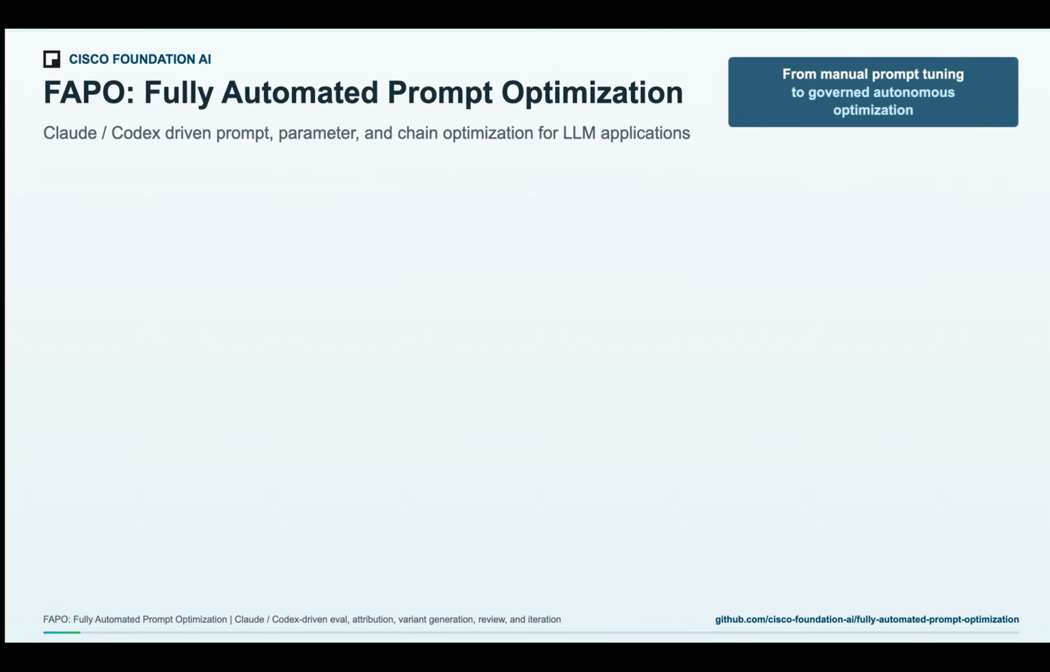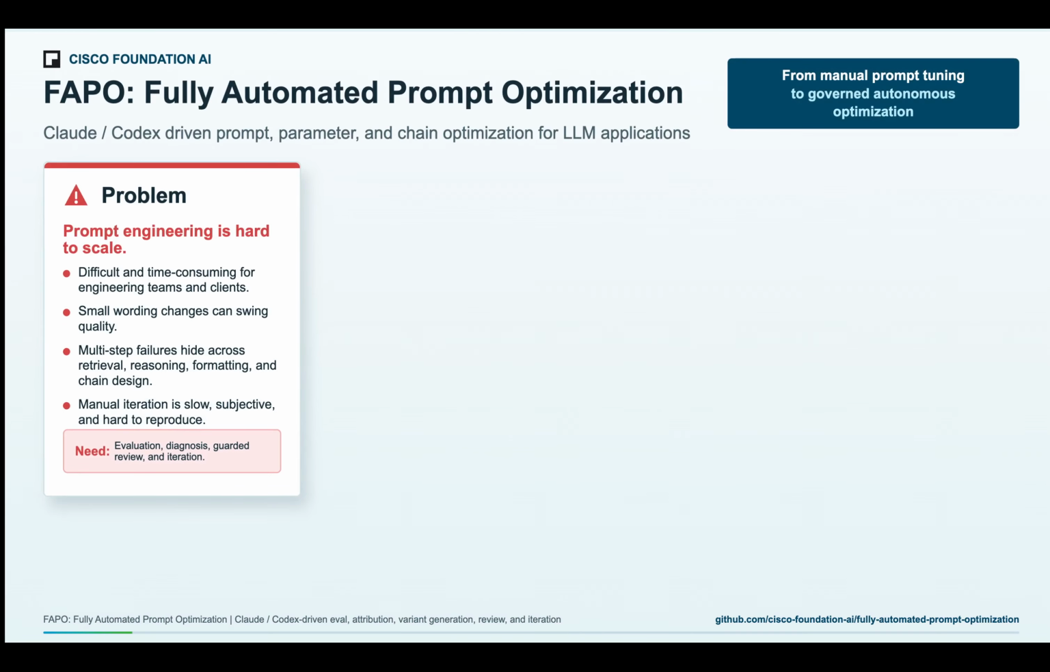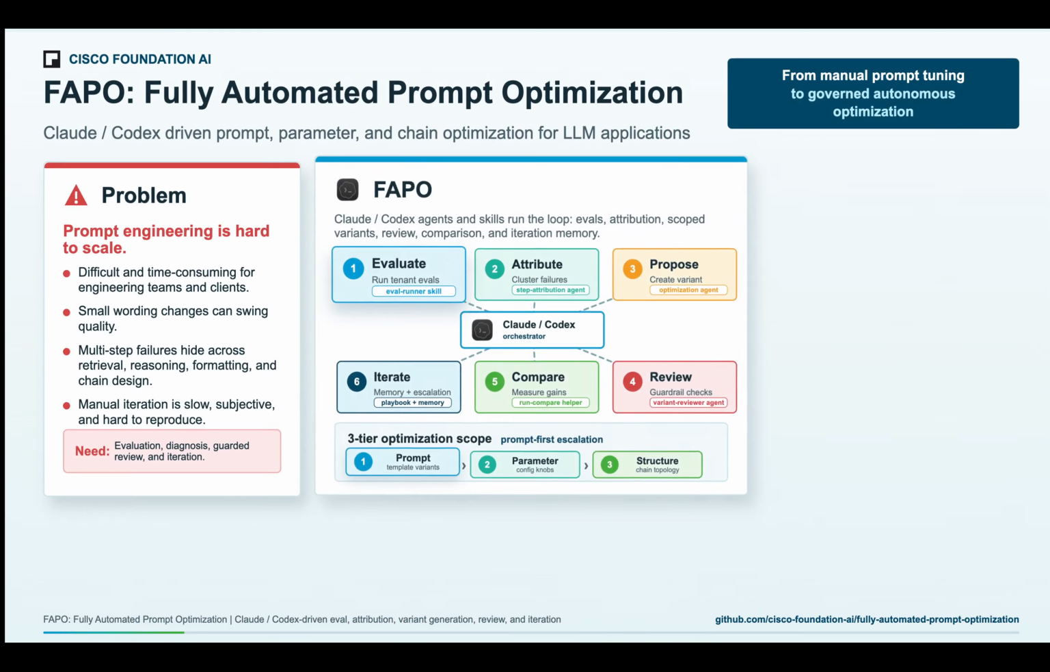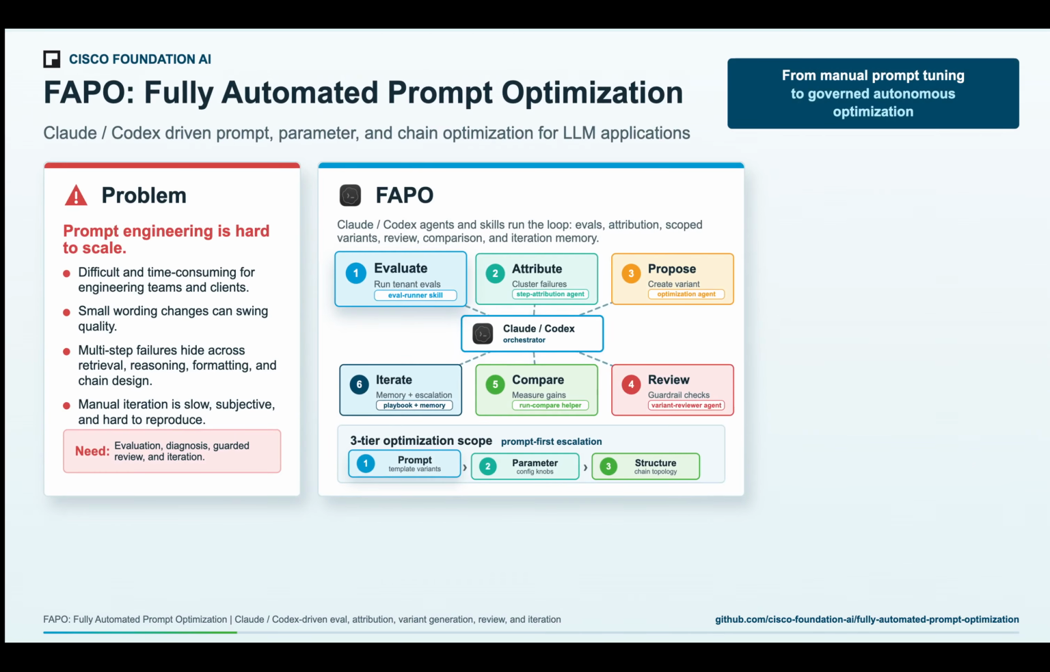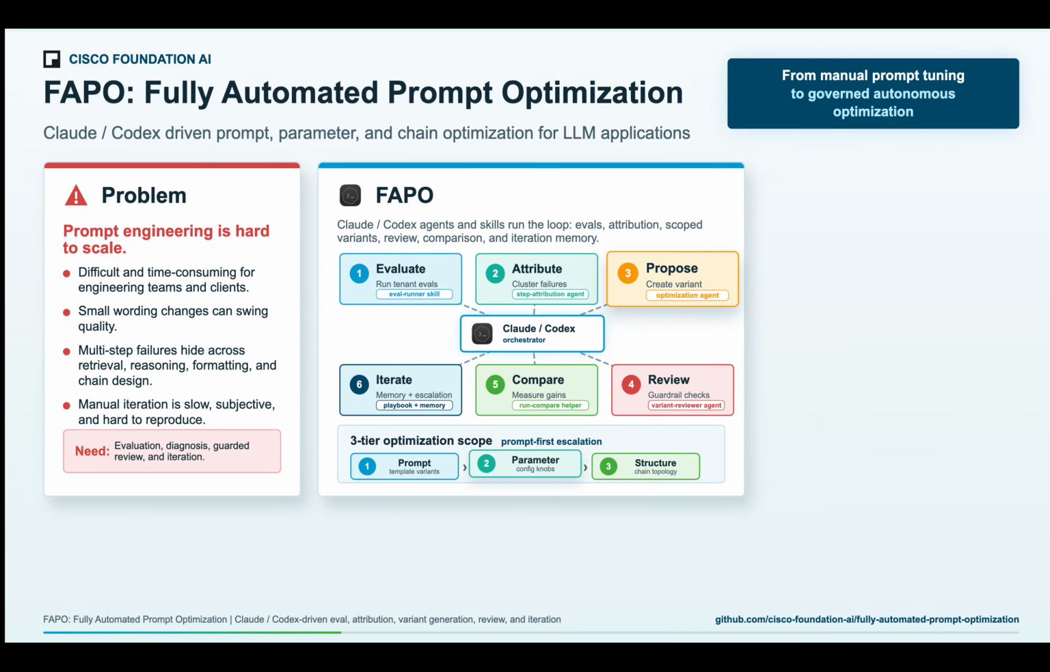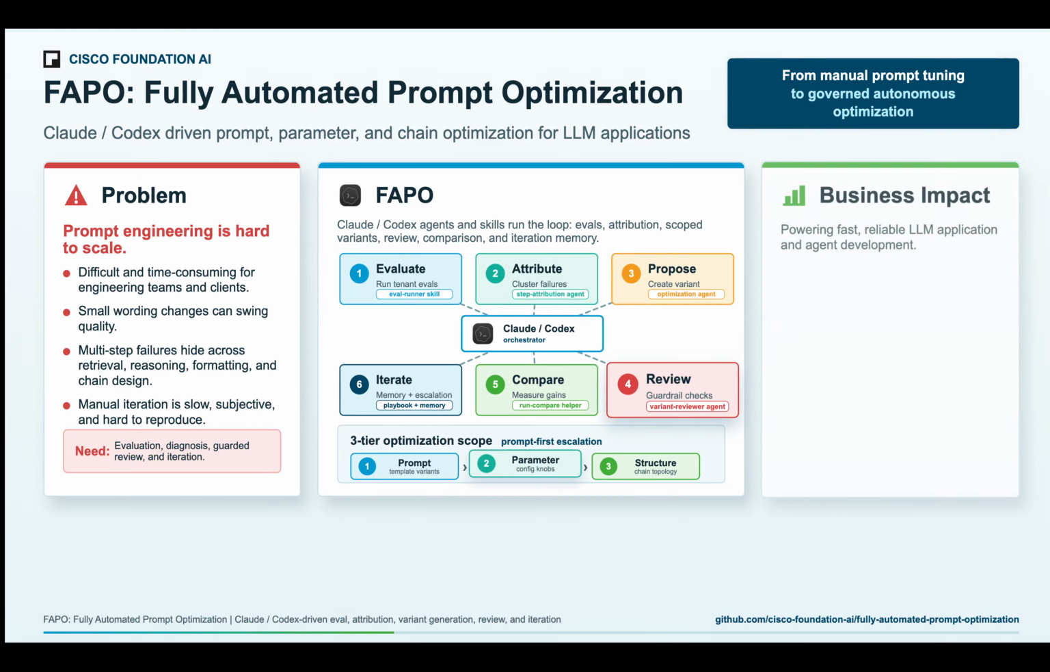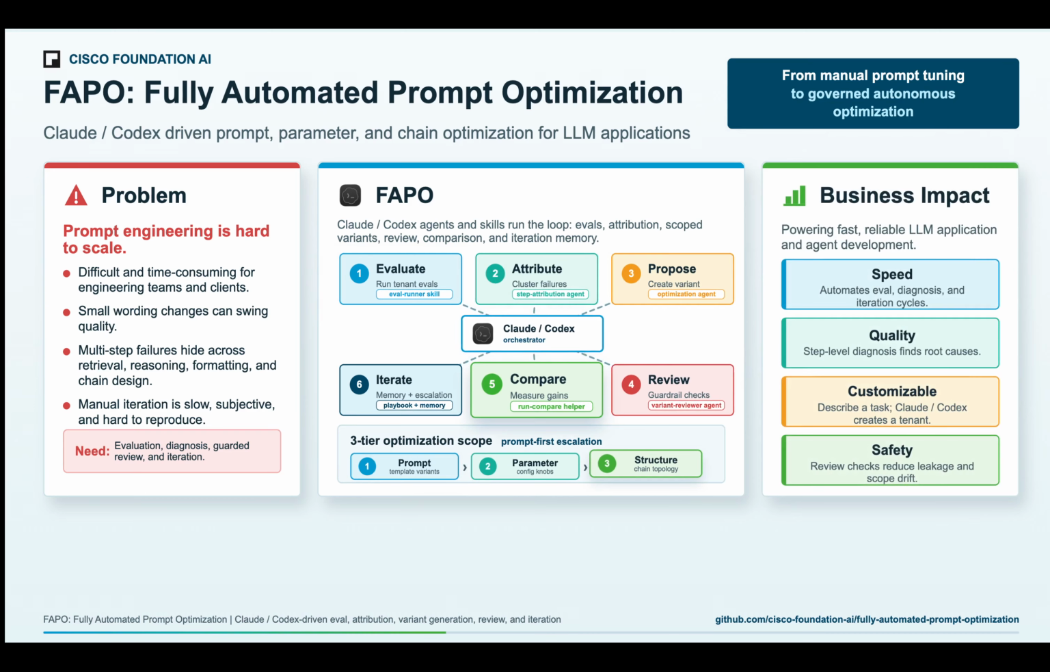In this video, we introduce FAPO, Fully Automated Prompt Optimization. FAPO targets the difficulties in prompt engineering. It uses Claude and Codex as orchestration agents. The agents run evaluations, attribute failures, propose targeted variants, review changes for safety, compare results, and iterate.